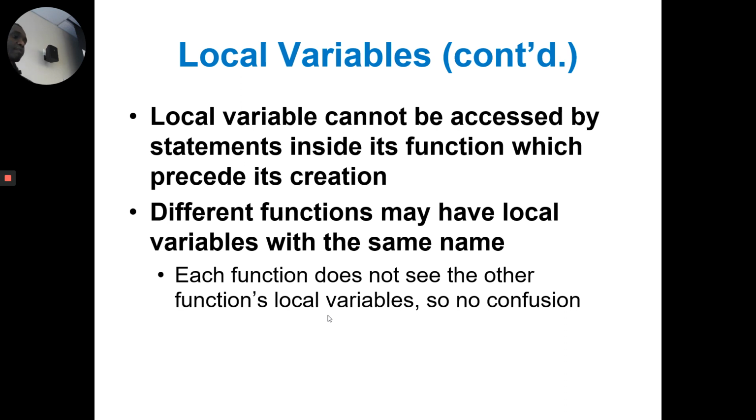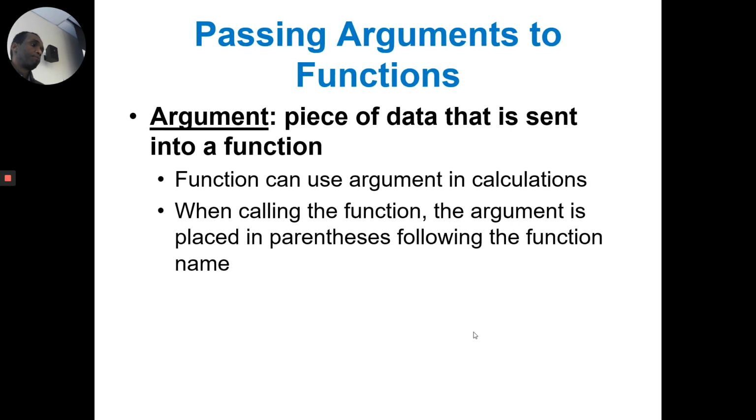Different functions may have local variables with the same name. Remember, like the function here, and another function. They're the same name. Each function doesn't see the other function's local variables, so no confusion. Ali here is not the same as Ali there. Does that make sense?